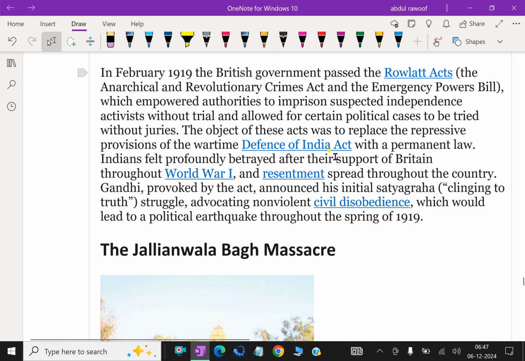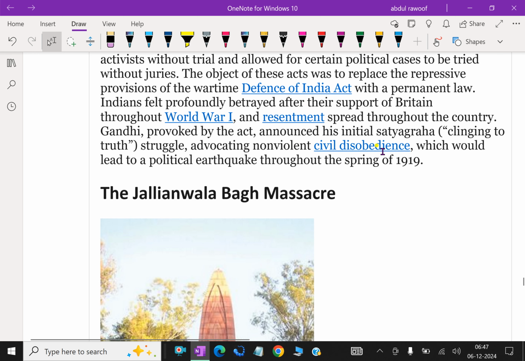The object of this act was to replace the repressive provisions of the Wartime Defense of India Act with permanent law. Indians felt profoundly betrayed after their support to Britain throughout World War I, and resentment spread throughout the country. Gandhi, provoked by the act, announced his initial satyagraha, clinging to truth struggle, advocating non-violent civil disobedience, which would lead to a political earthquake throughout the spring of 1919.